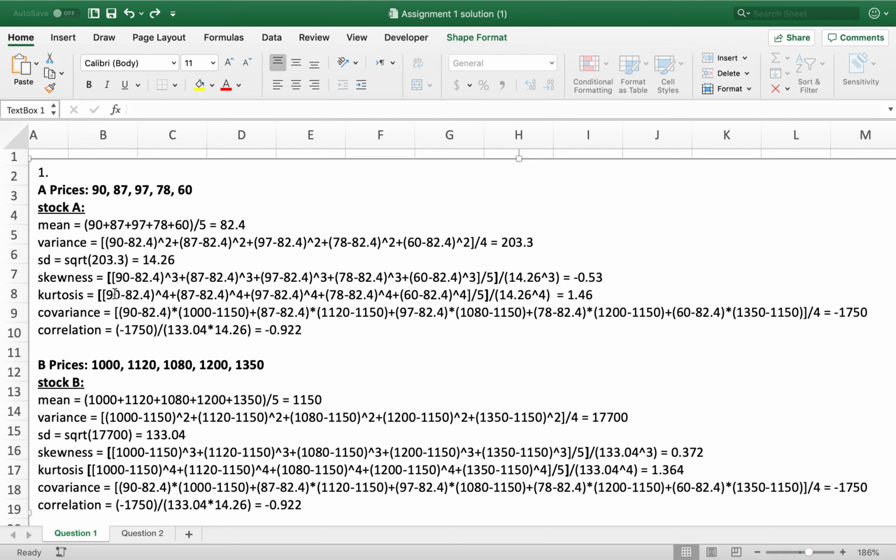So again, in kurtosis, you're going to take your price, subtract your mean, and take it to the fourth. Take your next price, subtract your mean, take it to the fourth, and so on through the fifth price. Once you've done all of that, you're going to divide by n, just like in the formula. And then you're going to take your standard deviation for A, take it to the fourth power, and divide your entire beginning phrase by that. You're going to end with a kurtosis of 1.46. Again, in our course, kurtosis of 3 or greater is significant, so this is a pretty normal, a pretty narrow graph.